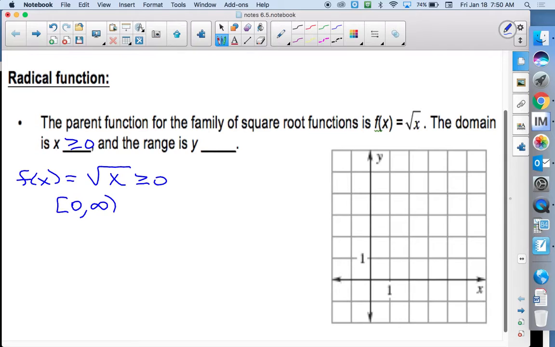So, Holly, what is the square root of 1? What's the square root of 4? What's the square root of 16? What's the square root of 25? What's the square root of 100? What are all those answers going to be?